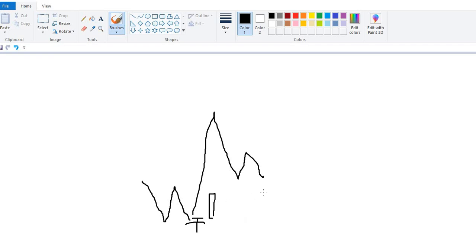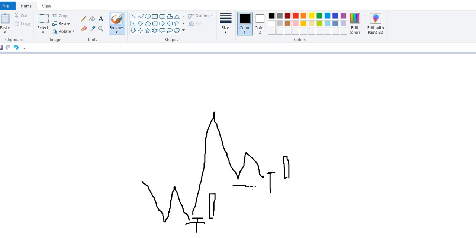So let's say the market made a double bottom pattern at the retracement move and the market formed a pin bar at this point, or the market made a bullish candlestick pattern at this point. So this is the area where we will trade it.